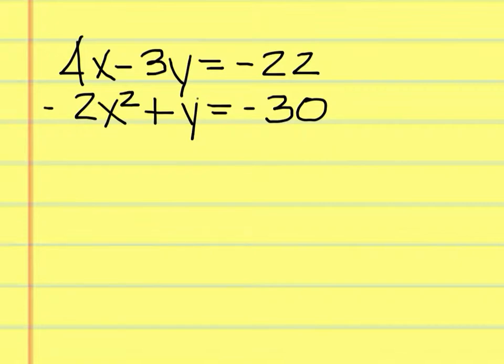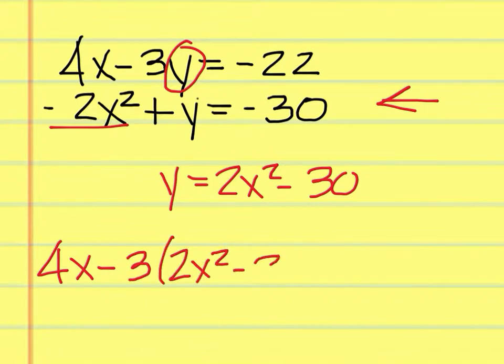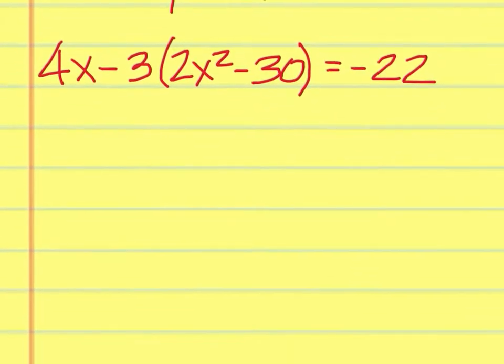We're going to solve for y in this equation, so we'll make it y equals 2x squared minus 30, moving this to the right. And that's the only step you have to do before you plug it into this one here. So 4x minus 3 times the quantity, 2x squared minus 30. And then we have to have equals negative 22. So go in there and distribute the negative 3 to get a negative 6x squared plus 90.